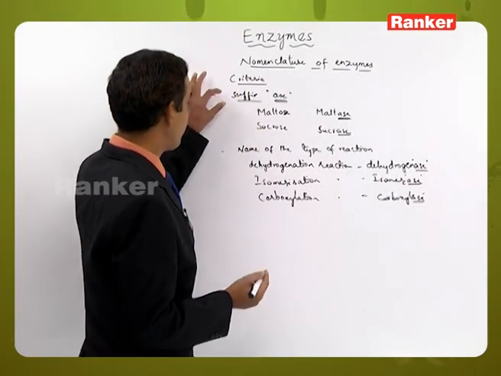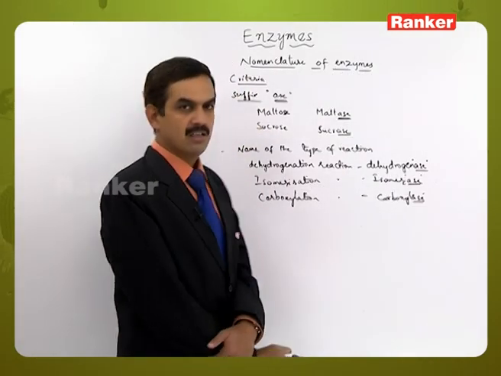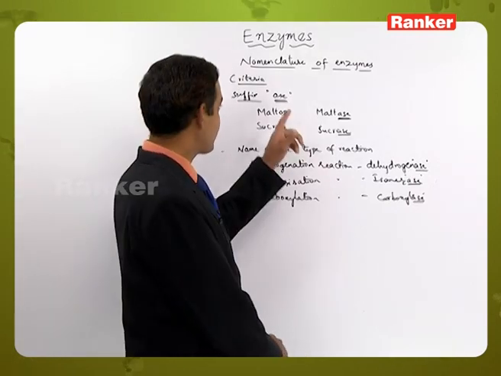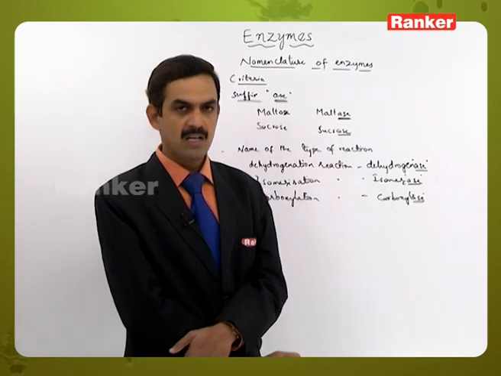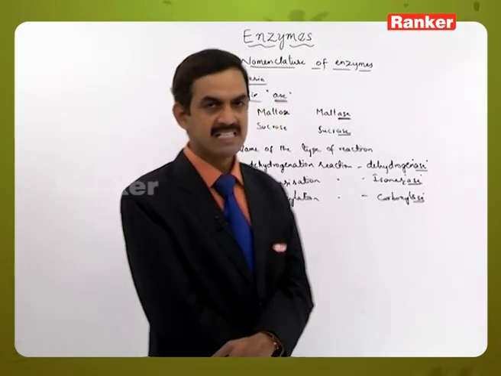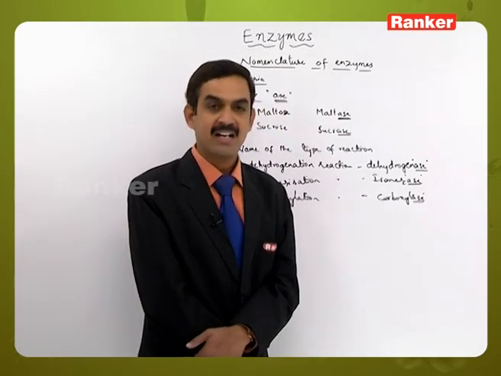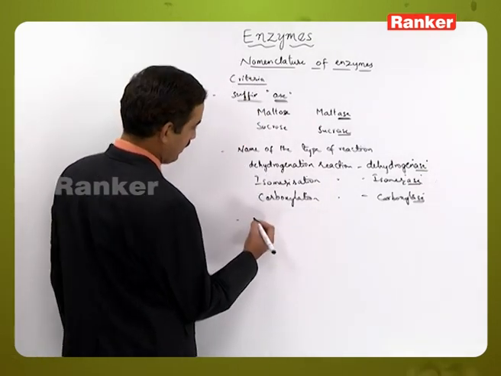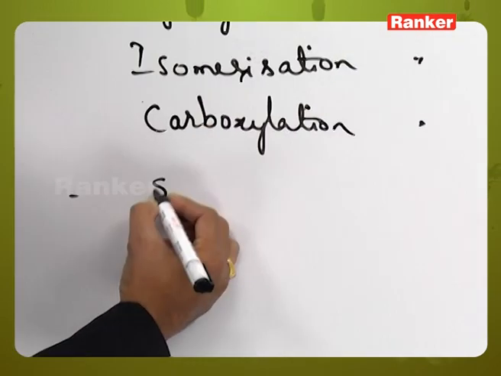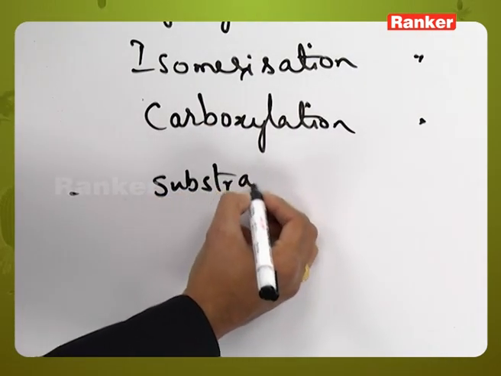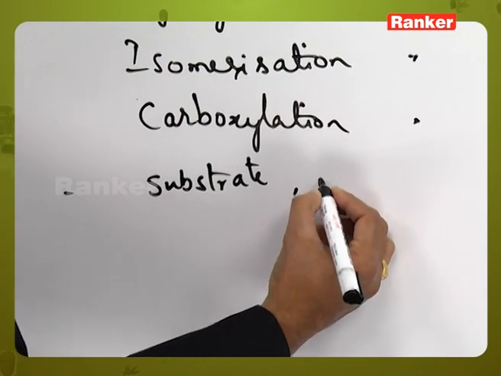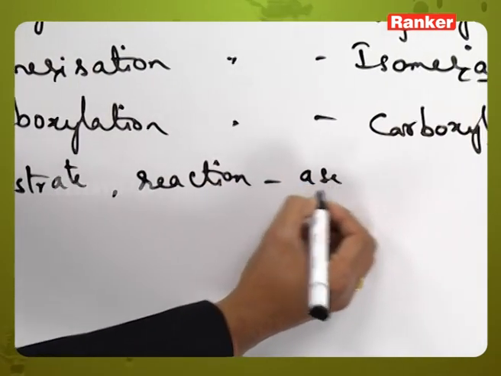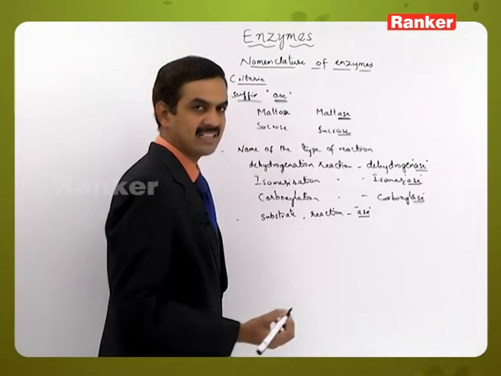So, in the first and second criteria, "ase" is the suffix which is used. In the first criteria it is at the end of the name of the substrate molecule, but in the second criteria it is at the end of the name of the type of reaction. And the third criteria considers the substrate, the type of reaction, and ending with "ase". All three are considered here.